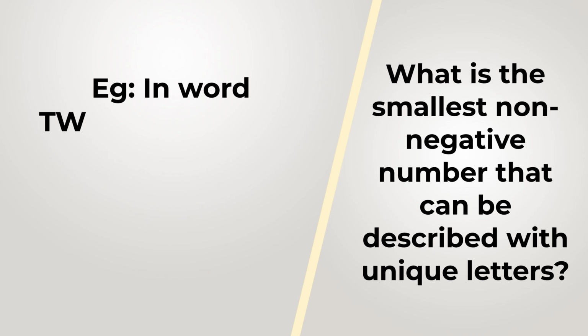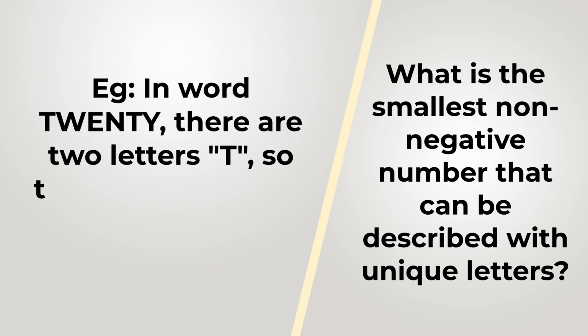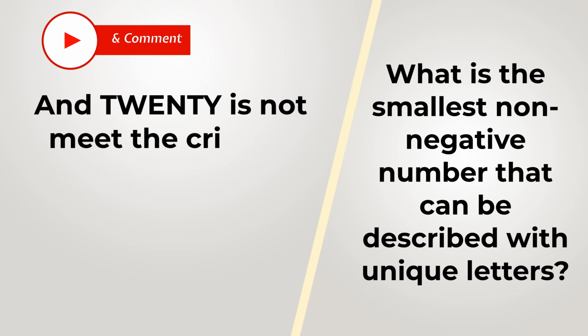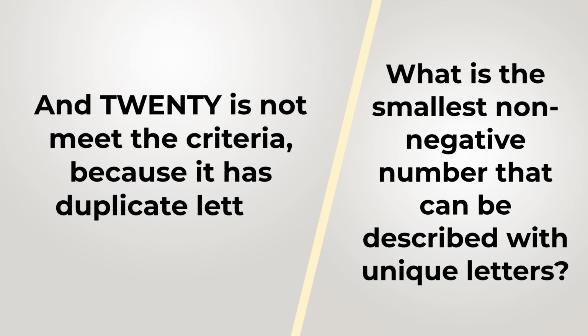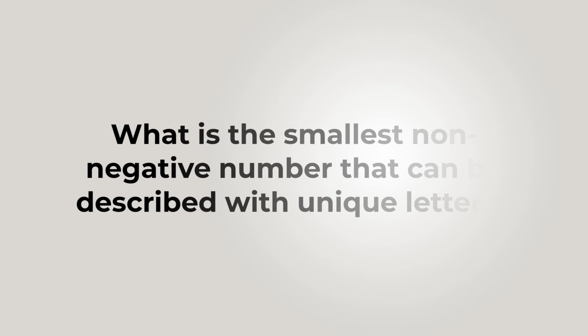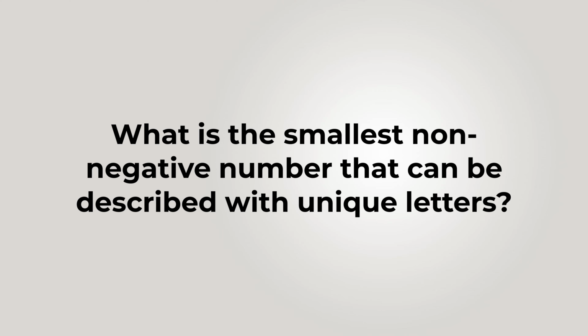For example, in the word twenty, there are 2 letters T, so 20 is not the word that meets the criteria because it has duplicate letters. On the other hand, the word ten contains all unique letters. So the question is, what is the smallest non-negative number that can be described with unique letters?